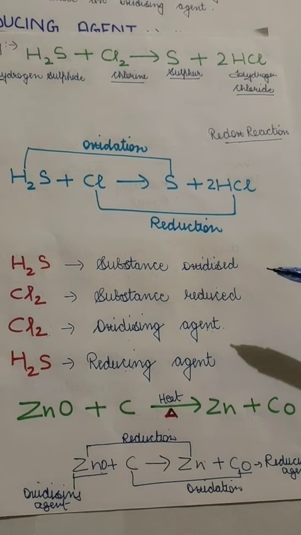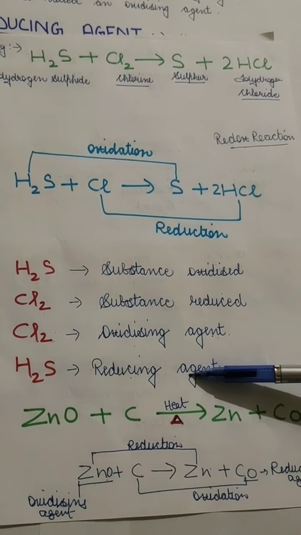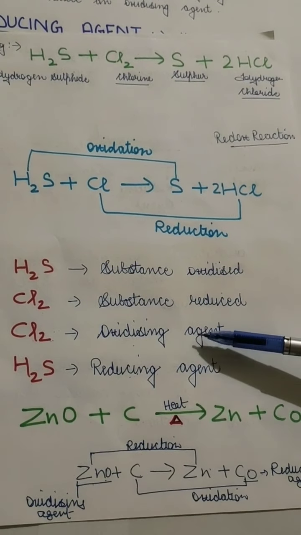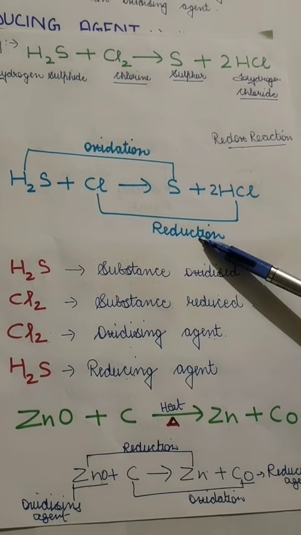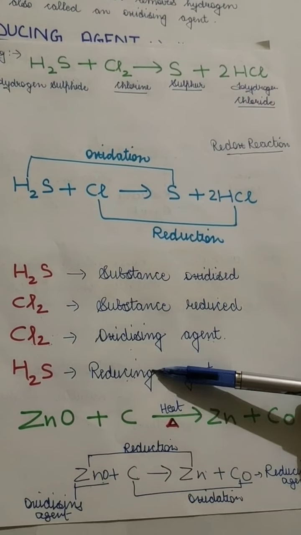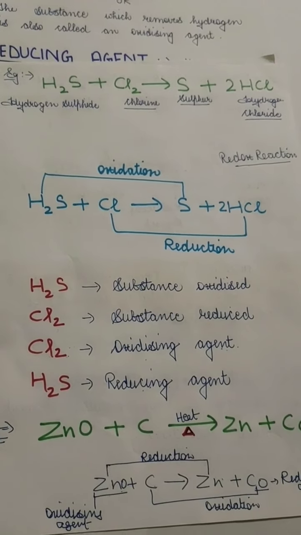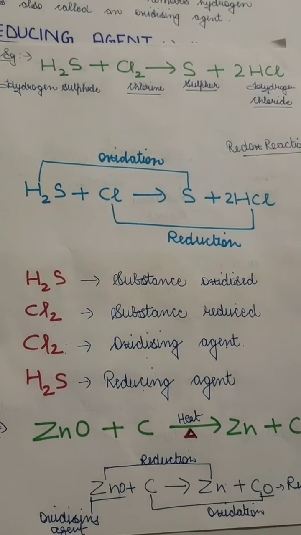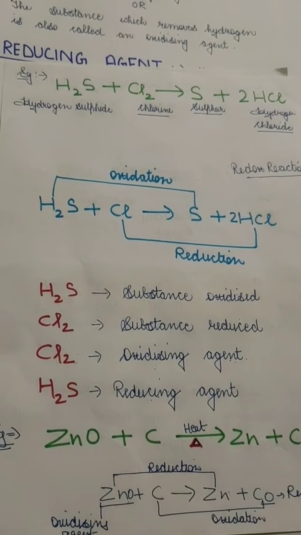So the substances which get oxidized are called reducing agents, and the substances which get reduced are called oxidizing agents. So basically, oxidizing agents are those agents which undergo reduction, and reducing agents are those agents which undergo oxidation. I think it would be clear to you. If you have any problem, you can go through the video again. You can take screenshots of the notes which I have made, or if you have any query, I will give you the notes again.